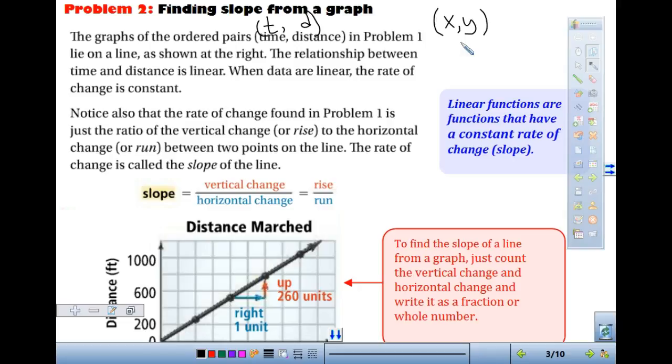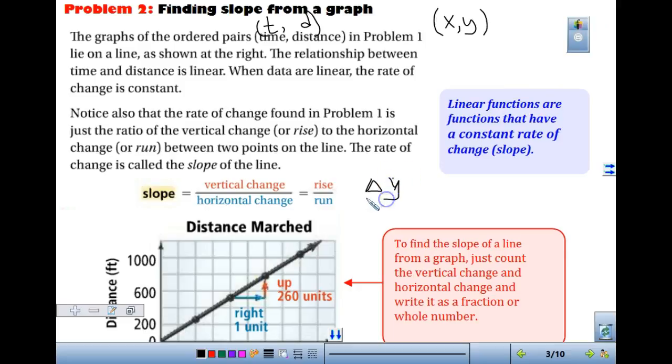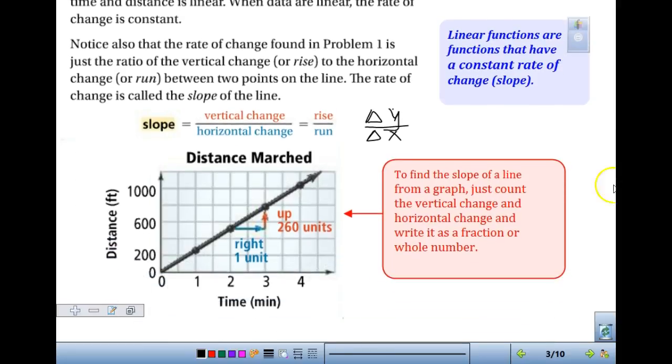It's just the ratio of vertical change, which we refer to as our rise, to the horizontal change, or our run, between 2 points. Rate of change is called the slope of a line. A lot of times, instead of vertical change and horizontal change, rise over run, you might see this triangle, and they talk about it in the video just a little. It's called delta. And a lot of times it'll say change in y over the change in x. So linear functions have a constant rate of change, or slope, as we look at this, and I'll get your question in a few minutes, but I just want to get through part of it.